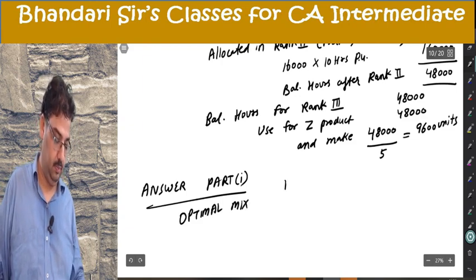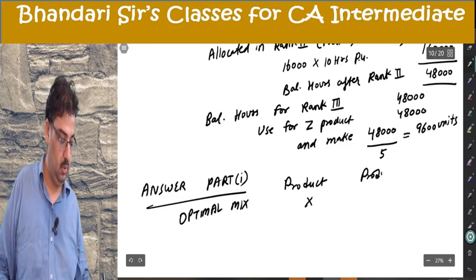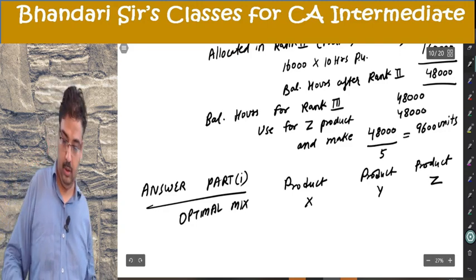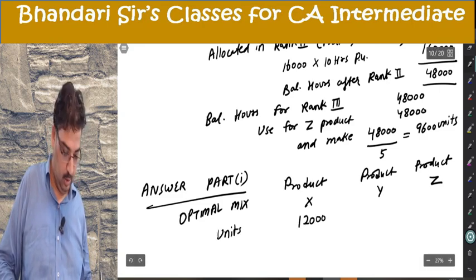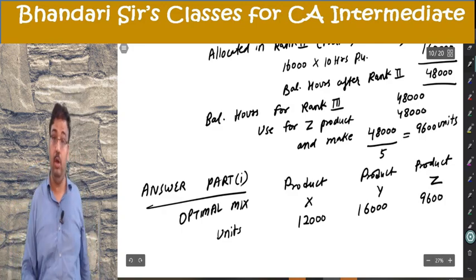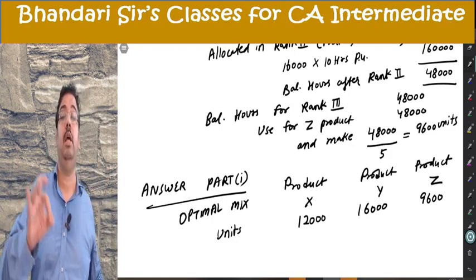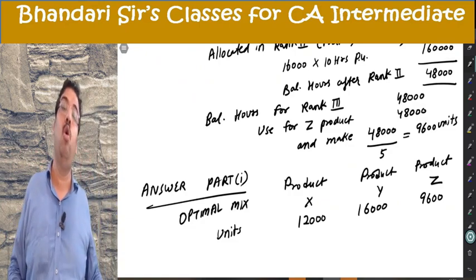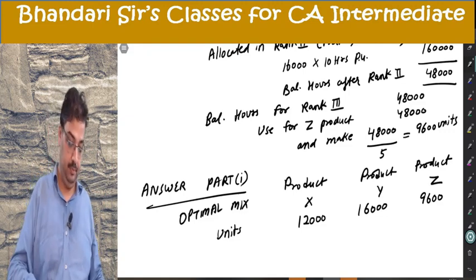Optimal mix. Product X, product Y, product Z. Units 12,000, 16,000, 9600. I could have sold 24,000 units of Z, but it was least profitable. That's why I am able to sell only 9600 units, because labor hours are over. I don't have more labor hours available in department A, so I'm able to sell only 9600 units.